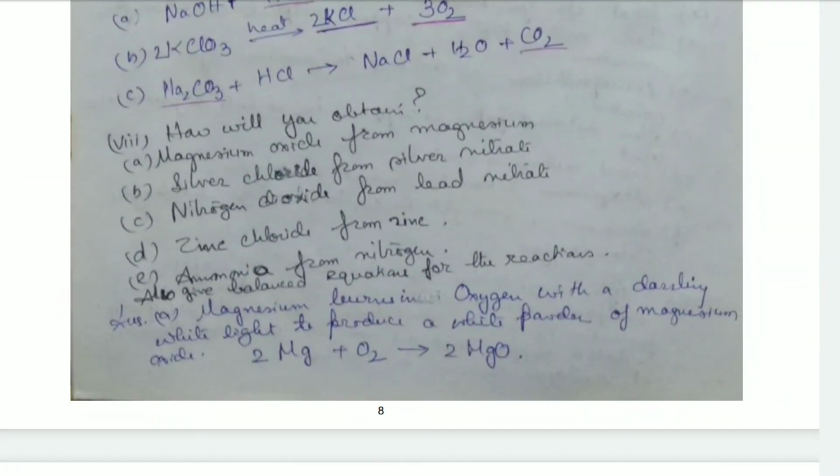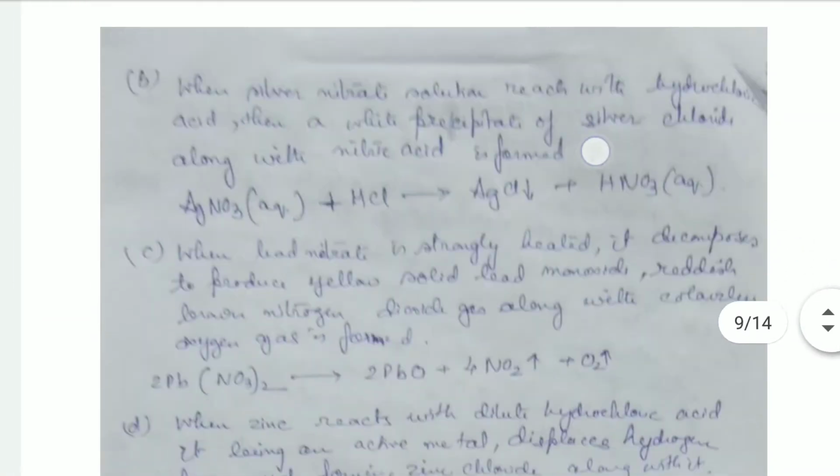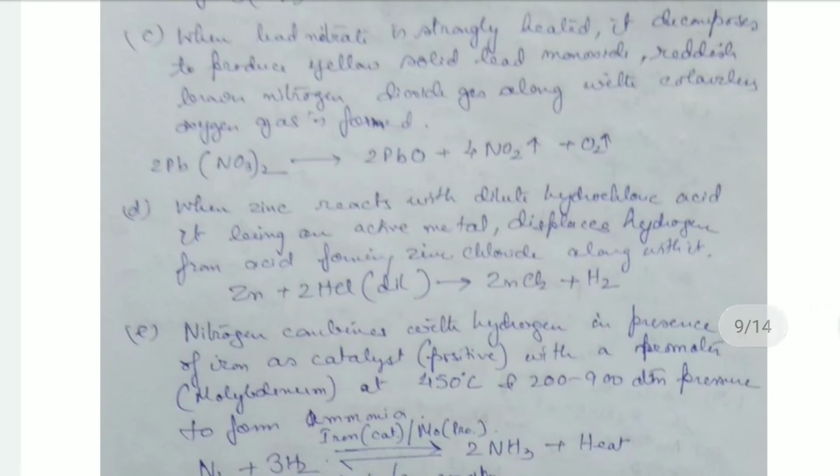fourth one is zinc chloride from zinc. How to produce it? So when zinc reacts with dilute hydrochloric acid, zinc being an active metal, it displaces hydrogen from the hydrochloric acid to form zinc chloride, and hydrogen is separated out. That is, it displaces hydrogen from the acid, forming zinc chloride. Okay, so Zn plus 2HCl gives us ZnCl2 plus H2.